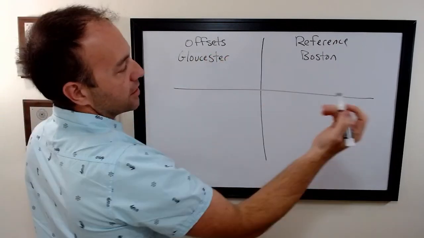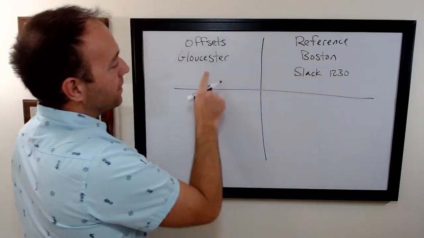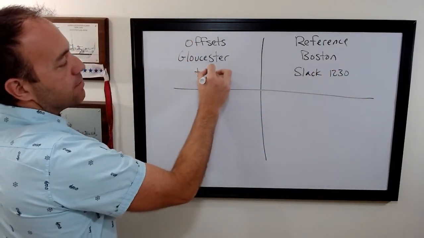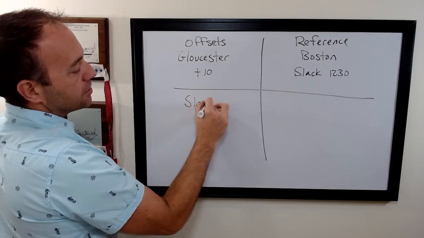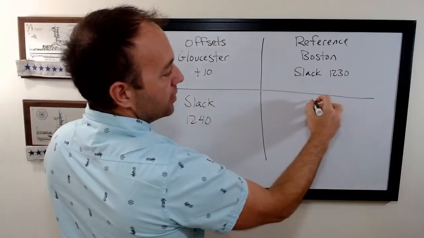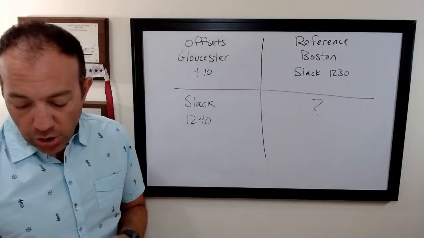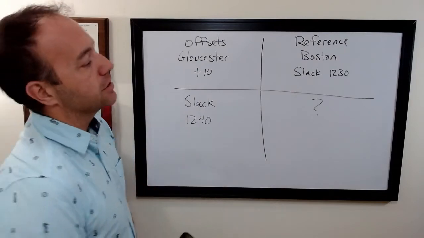So say the slack time was like 12:30 here. And the offset for Gloucester is like plus 10 minutes. Well, the slack time for Gloucester then is going to be 12:40. And then in this block, you can just kind of answer whatever question they throw at you, right? That's your normal tide, your normal current strategy.